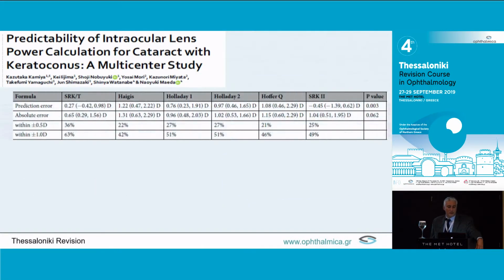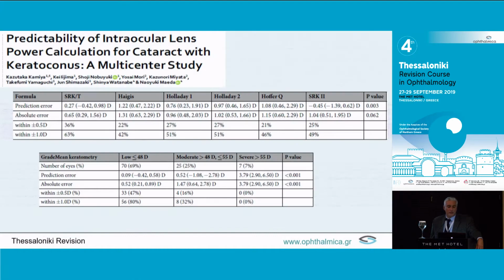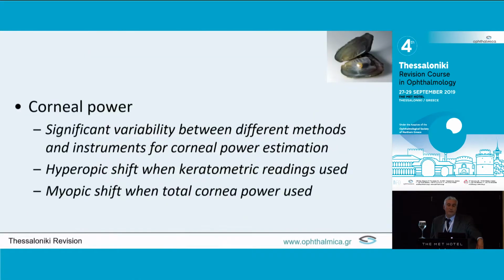And by special equipment, I'm talking about equipment that can give you the results of the posterior surface, and these are basically Pentacam, Orbscan, and the new OCTs. Point number 2: significant variability between different methods. Usually, if you follow one of these methods and don't include the posterior surface, you're going to end up with a hyperopic shift, and that is a bit of a problem.